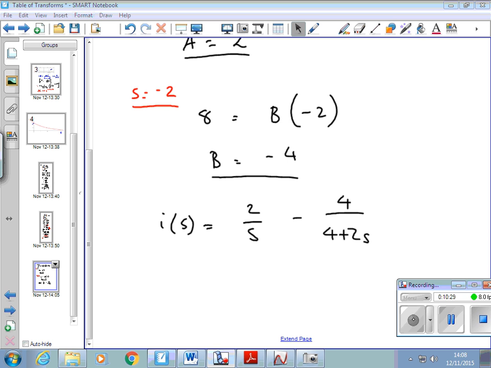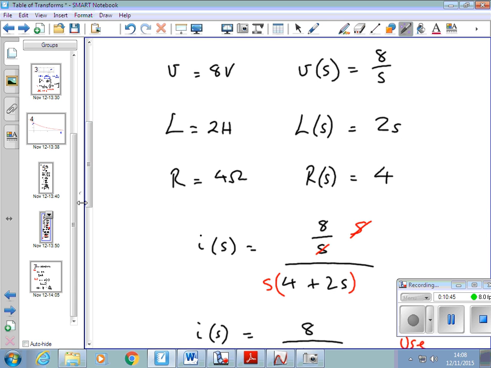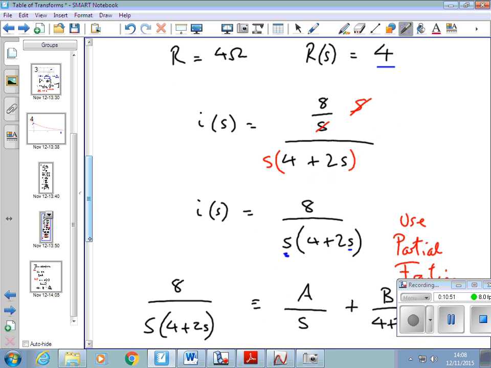So, quick recap. Got our circuit here with an inductor in it this time. Step voltage. Transform each of our components into s-space, including the voltage. Plug them into Ohm's law, I equals V over R. We can get rid of the s on the top, but we're left with this term underneath.